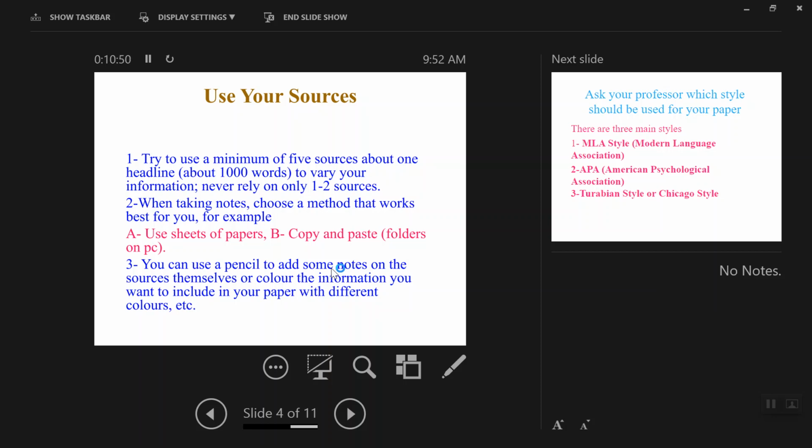Number 3, you can use a pencil to add some notes. You can use a pencil. These are the secrets, if someone wants to write a research paper, secrets how to shorten the time. And instead of taking, for example, 3 or 4 months, you can take 1 month to finish a lot of things. You can color the information. Like me, for example, I color here. When you use a source, you can make color. For example, these are the definition, these are the types, the characteristics, in this way.